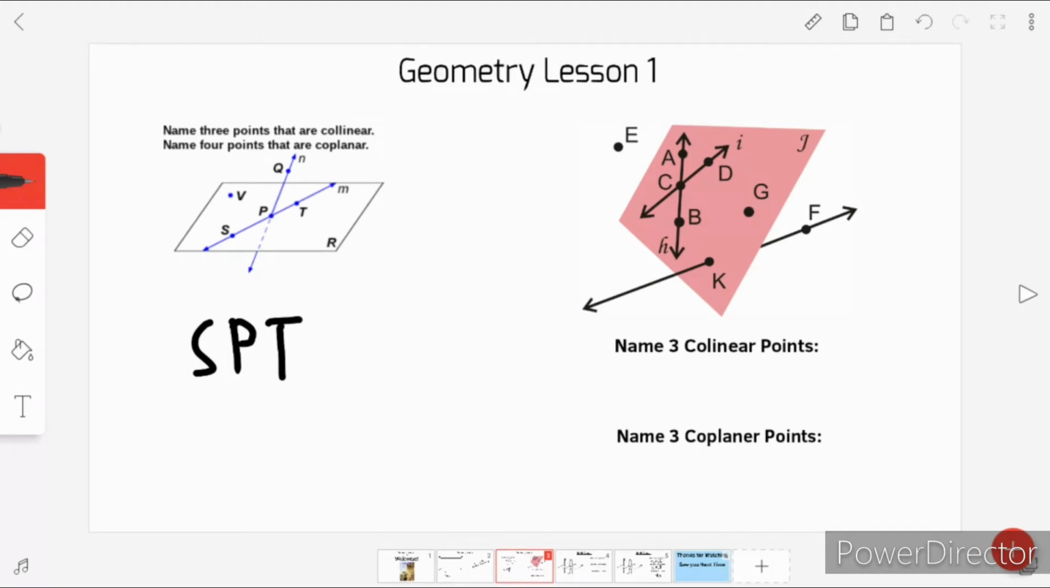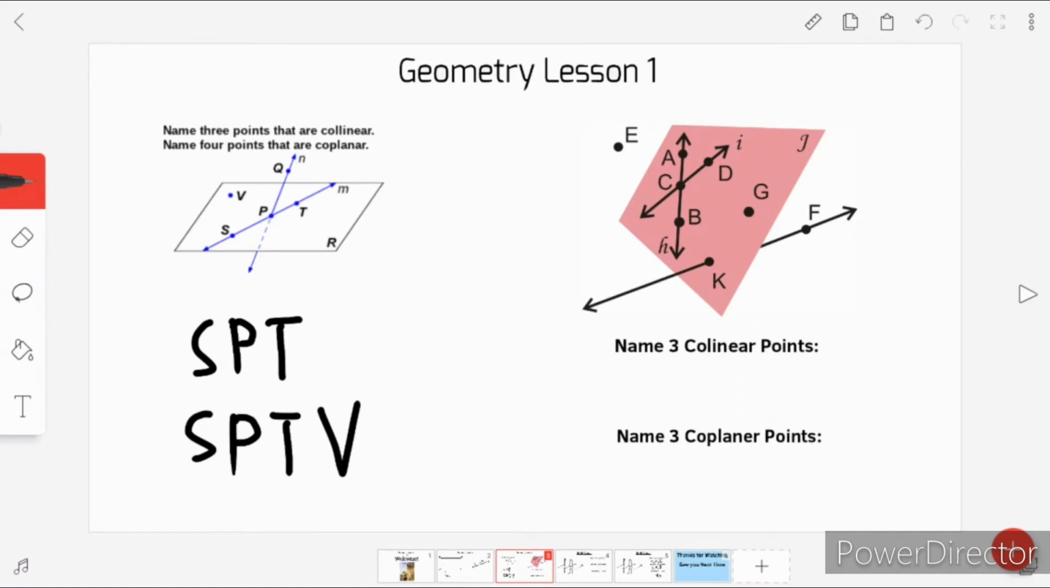Now they're asking us to name 4 points that are coplanar. It can't be collinear, so I would say we can still use S, P, T, but we need another one. As you can see, you can get V, and all of them are on the plane. So V, S, P, T, or S, P, T, V would be the 4 points that are coplanar on plane R.